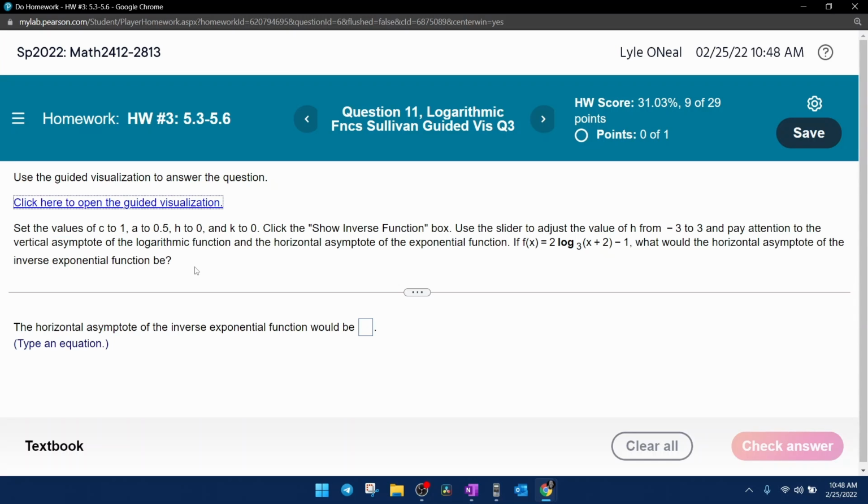What they're trying to do here is draw your attention to the relationship between the vertical asymptote of a logarithmic function and the horizontal asymptote of the resulting exponential function from the inverse. So if you didn't know, taking the inverse of a logarithmic function produces an exponential function. And there is a relationship between the vertical asymptote and the horizontal asymptote.